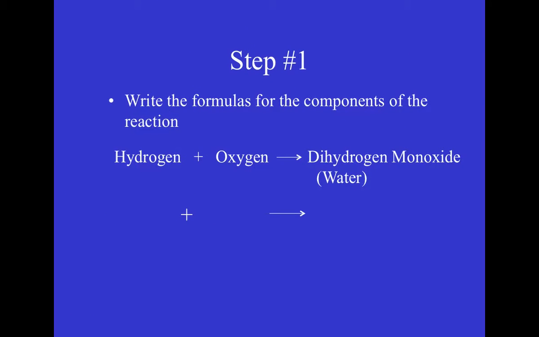So what I'm going to do is show you how we do this by following through some steps. And step 1, you really won't see, because you will be provided with reactions that already have this step done, just to make your life a little bit more simple. The first step is to write the formulas for the components of the reaction. So if you're given the words, you actually have to write the chemical formulas. So hydrogen would be listed as H2, oxygen would be listed as O2, and dihydrogen monoxide would be water.